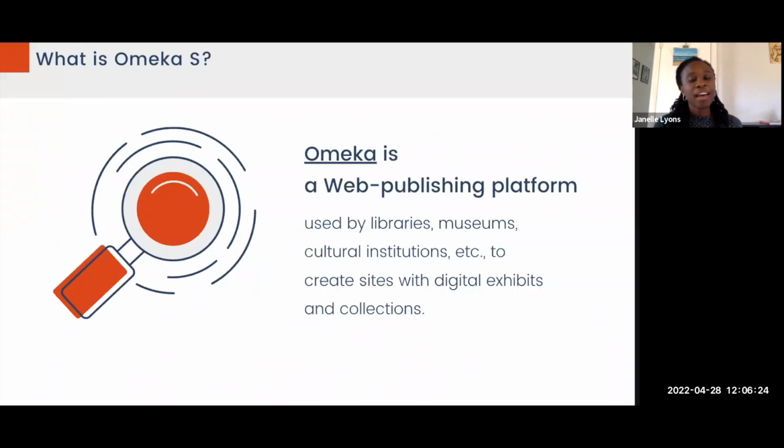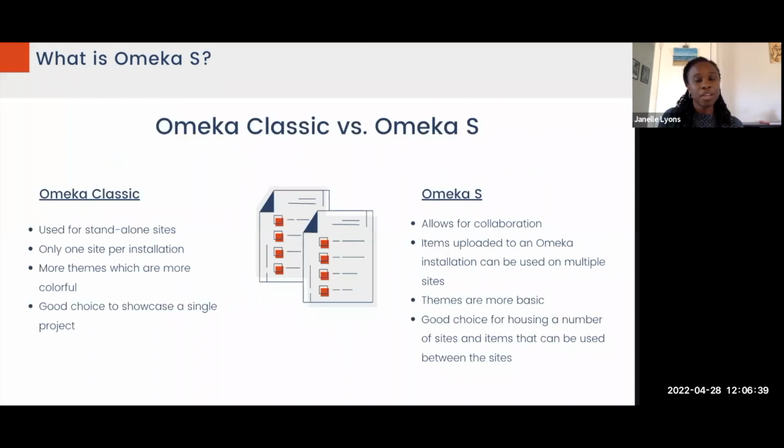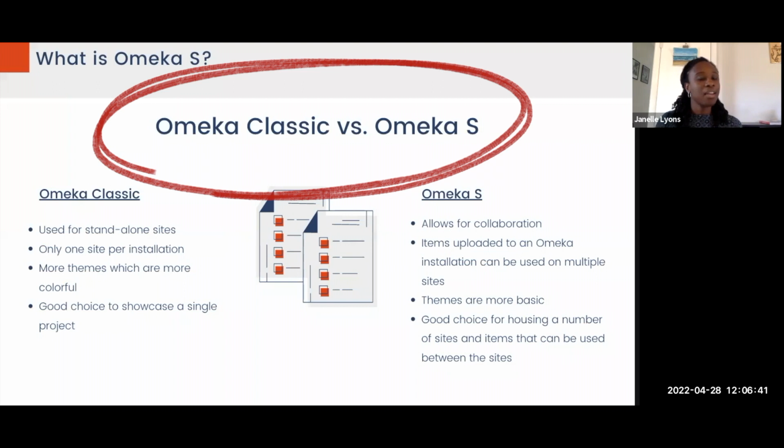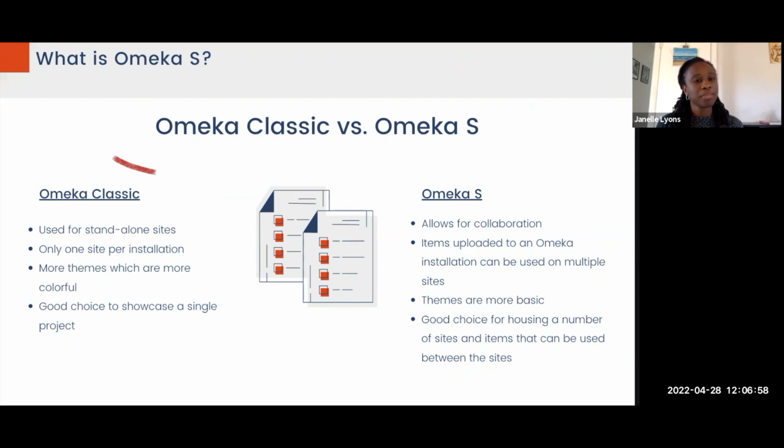All right, and so Omeka, it's a web publishing platform. It's used by libraries, museums, and cultural institutions to create sites with digital exhibits and collections. And on this slide, I just referred to Omeka generally because there are actually two iterations of Omeka. Omeka Classic and Omeka-S. And for this project, I actually started out using Omeka Classic first. We ended up going with Omeka-S, but I wanted to just touch on the two iterations, give the differences in case you decide that Omeka Classic might be a better fit for what you want to do for your project.